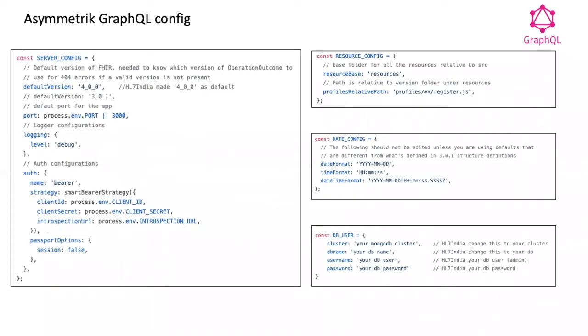So in the config is where we have the version. If we want to support multiple versions, we could just add them, and it would default to that. Port is similar, as is what kind of logging you want to have. One parameter that I want to highlight here is the auth parameter. This server has been coded to use the Smart on FHIR bearer strategy. Smart on FHIR says you have to use OAuth 2.0 and use a bearer strategy. So you have to use client ID, client secret, and also an introspection URL.